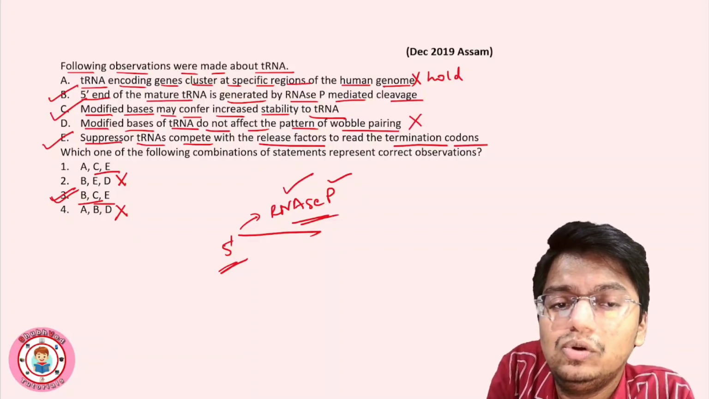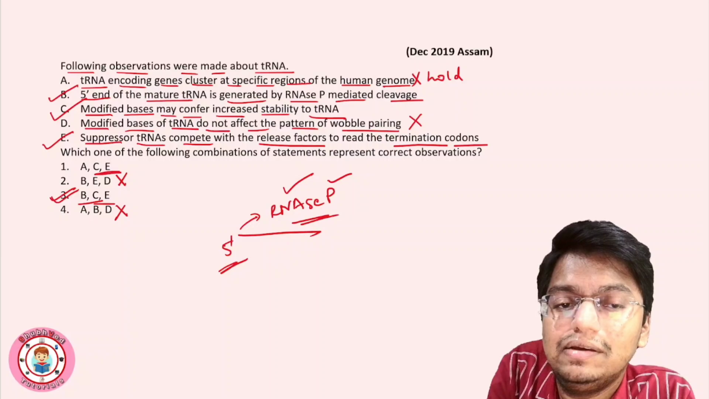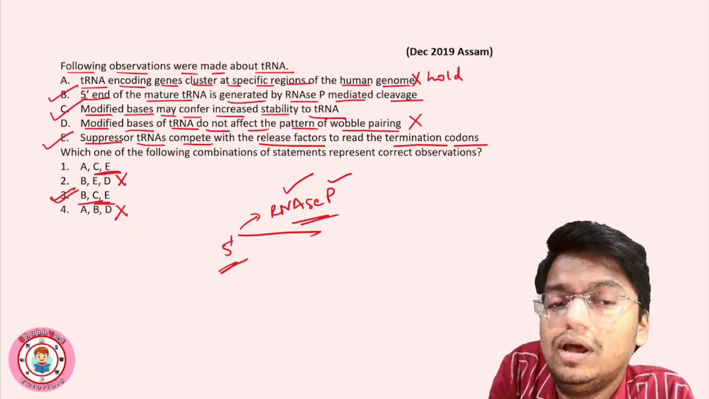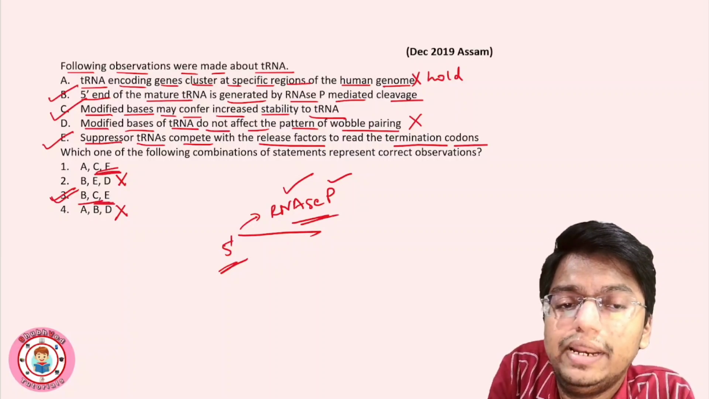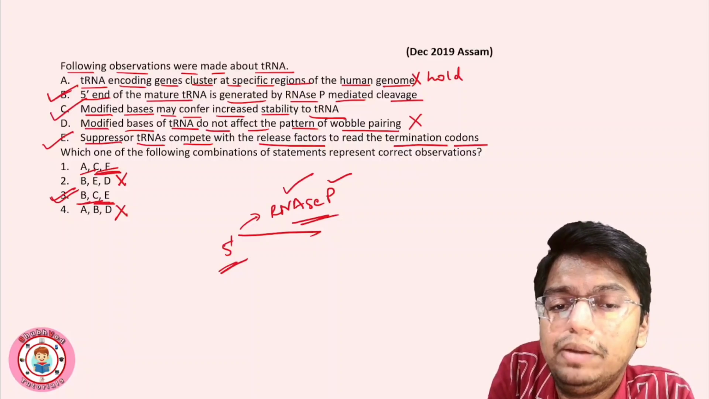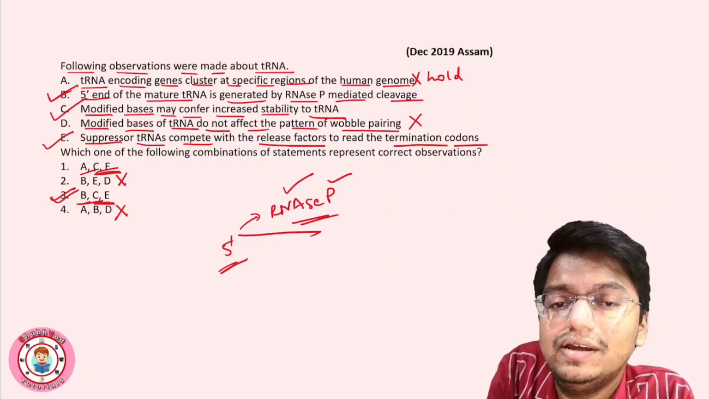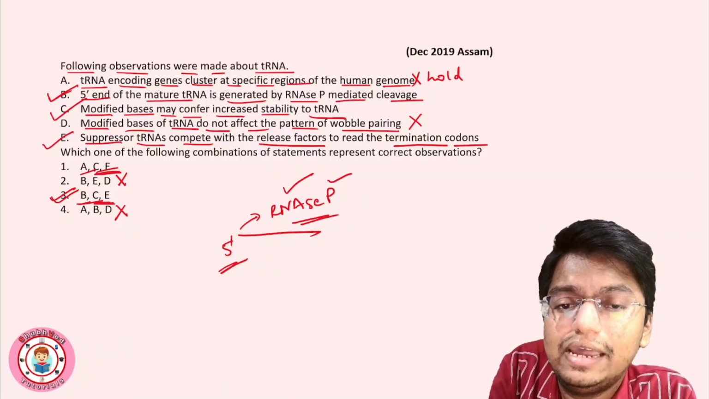So you can solve it like this also: D is compulsorily wrong, so 2 and 4 will be eliminated, and the answer will be among 1 and 3. C and E are confirmed correct. Then between A and B, B is 100% correct, because 5' end generation by RNase-P mediated cleavage is right, since RNase is a nuclease and only cuts.